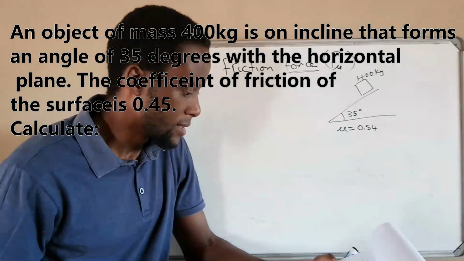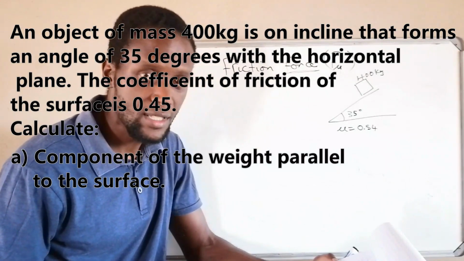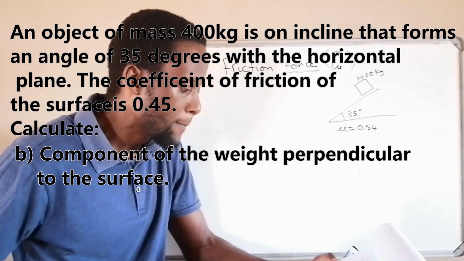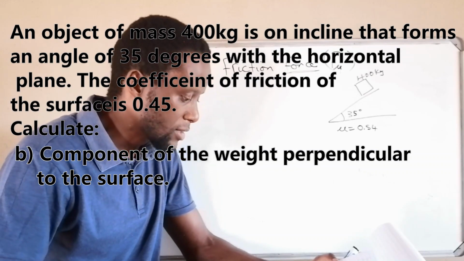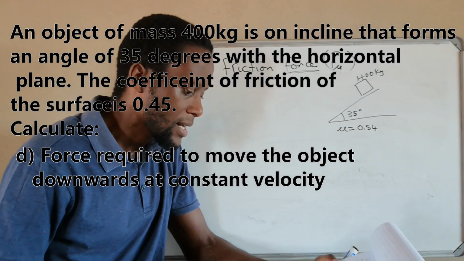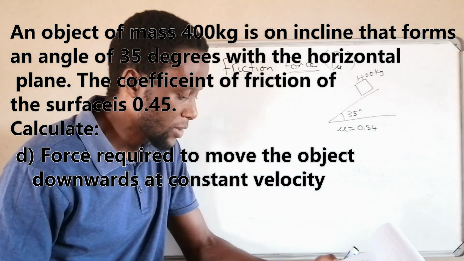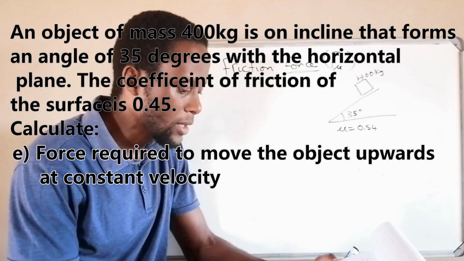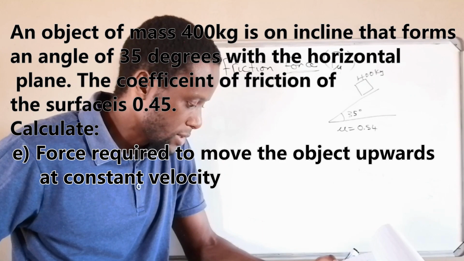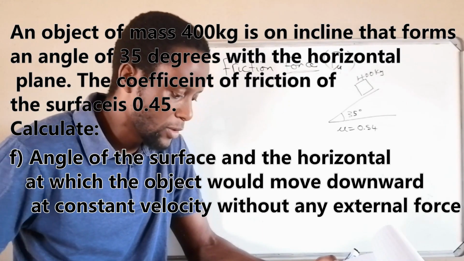Then we are calculating about 6 questions. The first question is asking us for the component of the weight parallel to the surface. The other one asks us to calculate the component of the weight perpendicular to the surface. Then the next question says calculate the friction force. The other question says calculate the force required to move the object downward at constant velocity. Then the other question says calculate the upward force required to move the object upwards at constant velocity. And then the last one says calculate the angle at which the object would move downward at constant velocity without any external force.